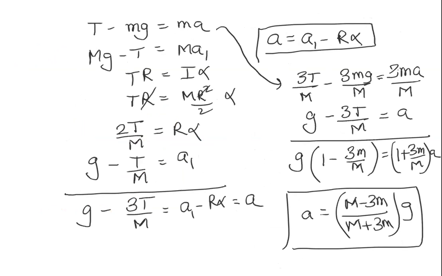Now, like I said, I can ask you a question. What is the ratio of M is to m such that the block of mass m remains stationary? Can you answer now? Is it obvious? Yes, it is 1:3.